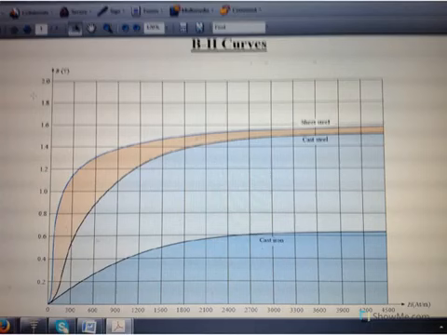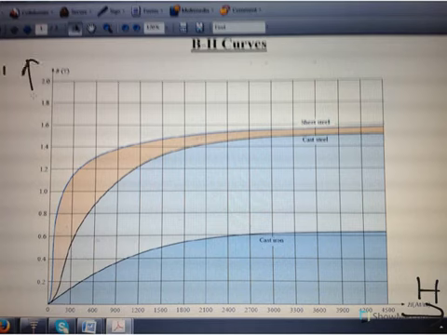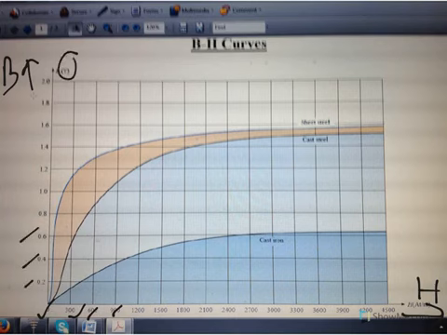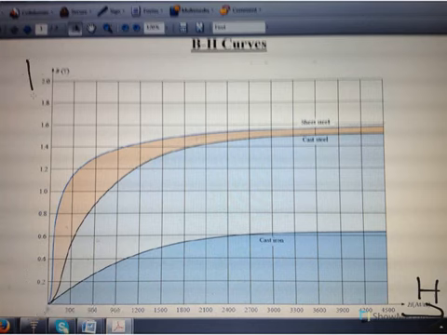Now if we look carefully at the coordinates of the BH curve, this is the H direction and this is the B direction. The values of H are given here in ampere turns: 0, 300, 600, 900, and so on. The values 0.2, 0.4, 0.5 are given in Tesla. This is the way the scaling is done for this curve. Now we are going to use this BH curve for different core materials in different problem solutions.